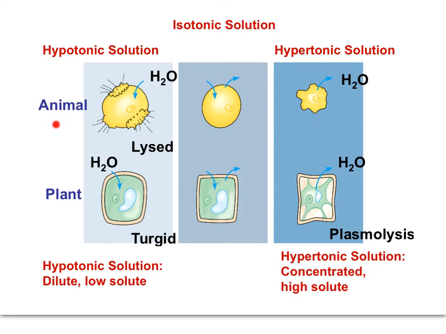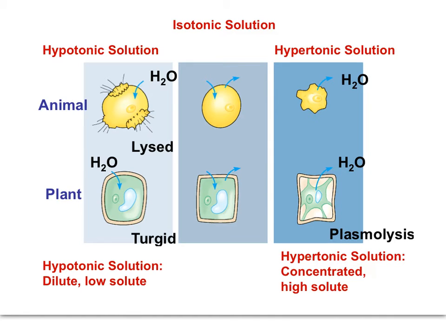When an animal cell is placed into a hypotonic solution, the diffusion of water into the cell causes the cell to swell and possibly burst. If a plant cell is placed into a hypotonic solution, the diffusion of water into the cell causes the cell to become turgid, rigid with the influx of water.